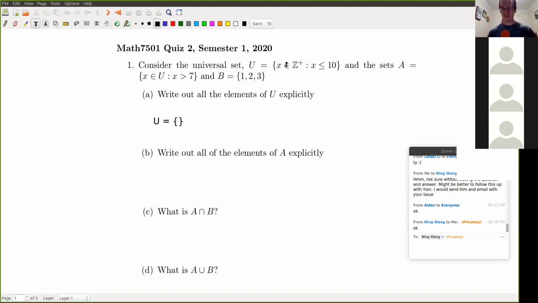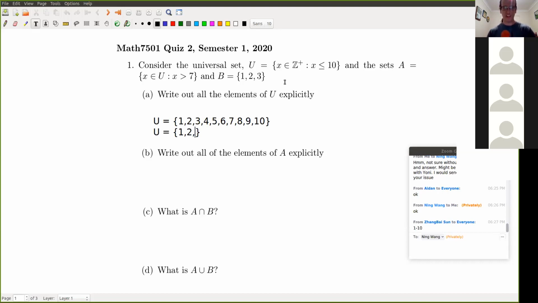U is the set of elements of the positive integers up to 10, so 1, 2, 3, 4, 5, 6, 7, 8, 9, 10. Cool. I would have been happy if you'd used the ellipsis, I wouldn't be upset. That's fine.